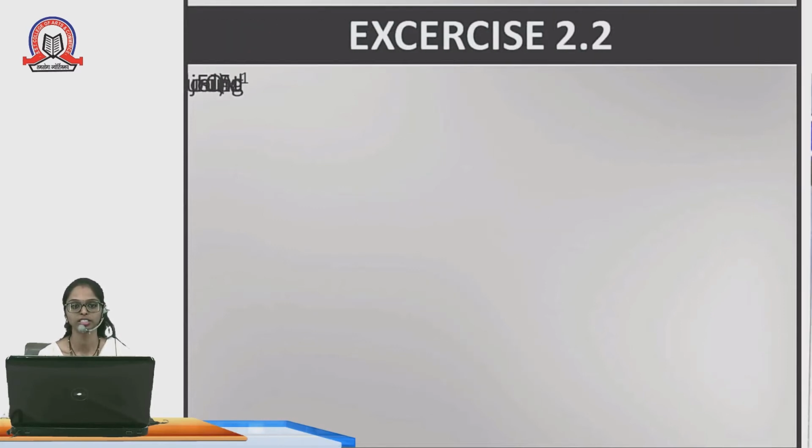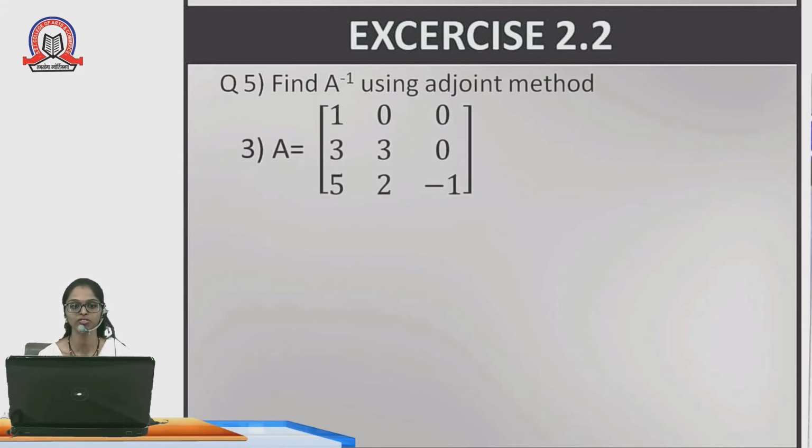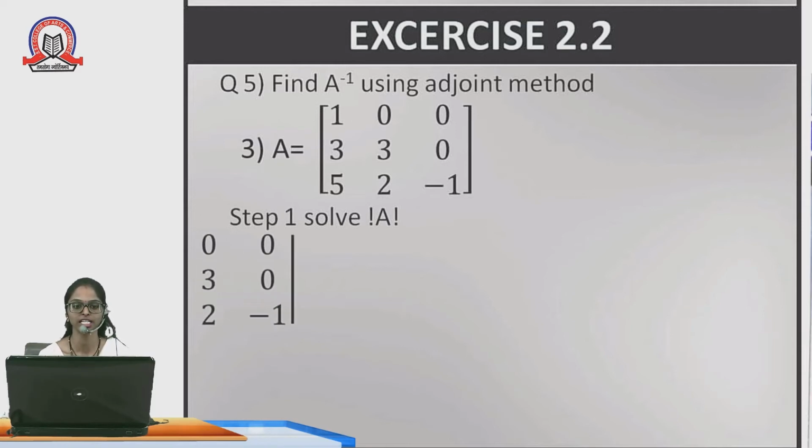Now take the next exercise. Find A inverse using the adjoint method. Now see the adjoint method for a 3 cross 3 matrix. First take the matrix. First row is 1 0 0, second row is 3 3 0, and next row is 5 2 minus 1. Your first step is to find the determinant.